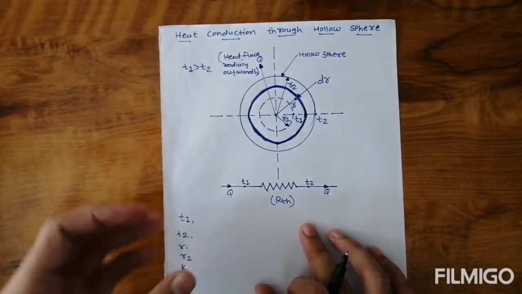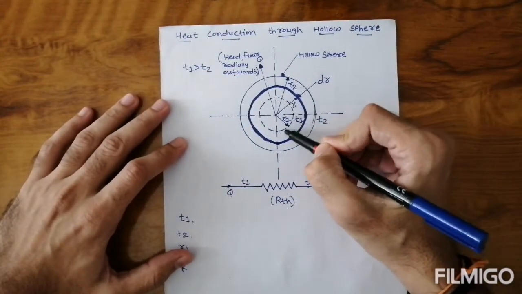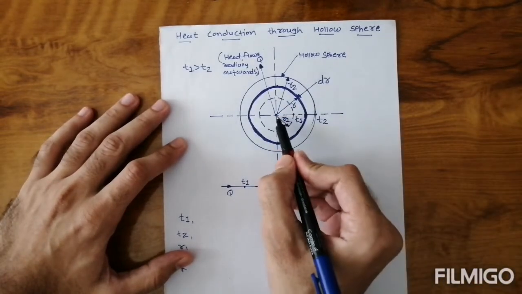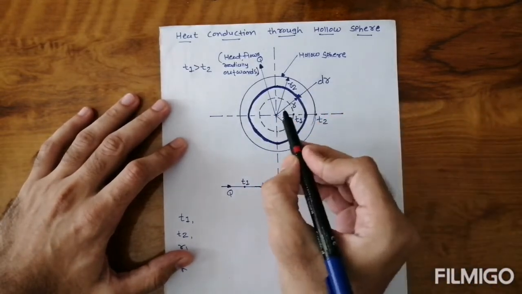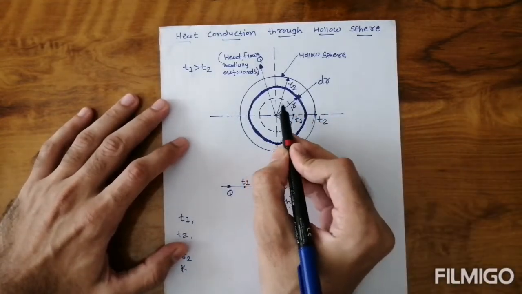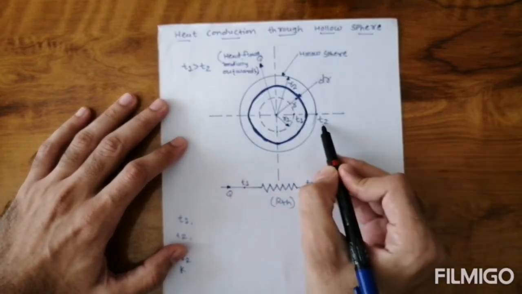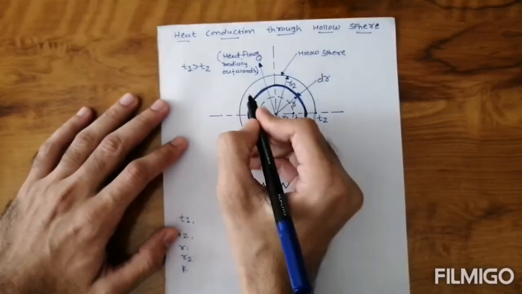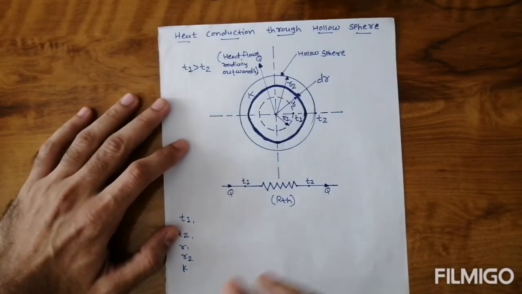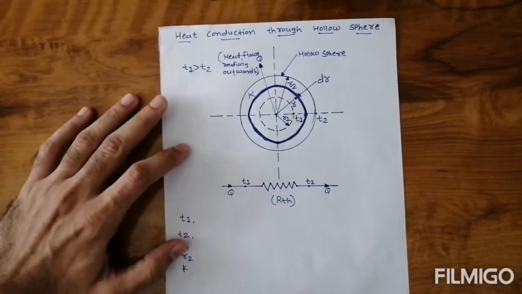In this hollow sphere, you can see there is an inside surface and an outside surface. The inside surface radius is R1 and the outside surface radius is R2. The inside surface temperature is T1 and the outside surface temperature is T2, and K is the constant thermal conductivity of the hollow sphere. It means we consider uniform thermal conductivity of the hollow sphere.